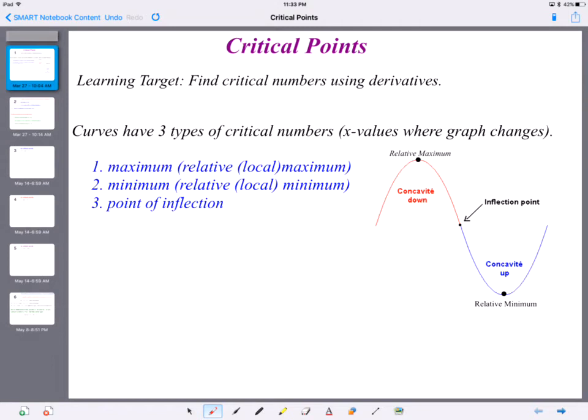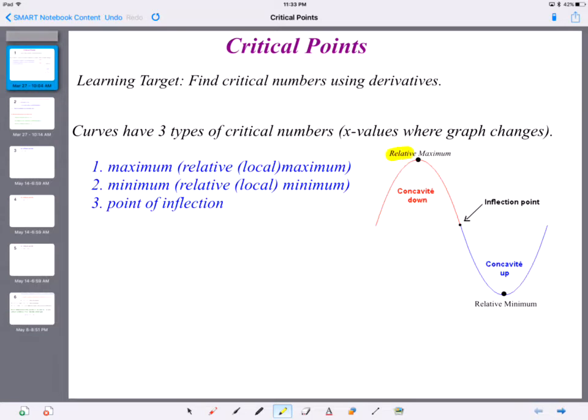Welcome to our last section of math analysis, critical points. It's the last thing that we're going to do: use derivatives to find what are called critical points. There are three types of critical points that we're going to be talking about. We have our relative local max and mins, and we have the point of inflection.